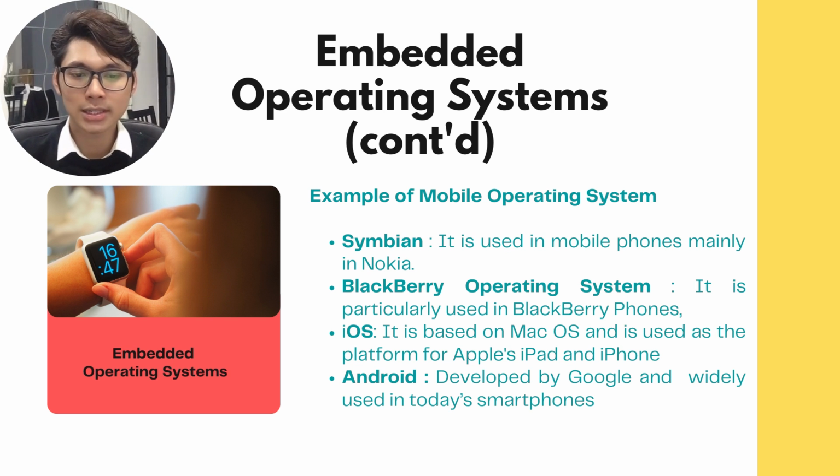Basically, a mobile operating system is developed by the company of the product itself. For example, the Symbian operating system was developed by Nokia, and of course it is used in Nokia mobile phones. BlackBerry operating system is particularly used in BlackBerry phones. iOS is based on Mac operating system and is used as the platform for Apple's iPad and iPhone. Last but not least is Android, developed by Google and widely used in today's smartphones because it can be used in many brands like Samsung, Huawei, Oppo, and many more.